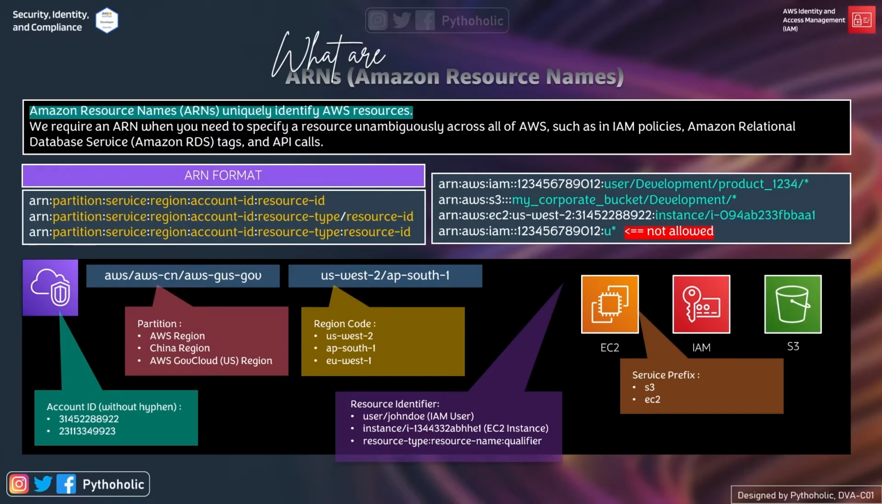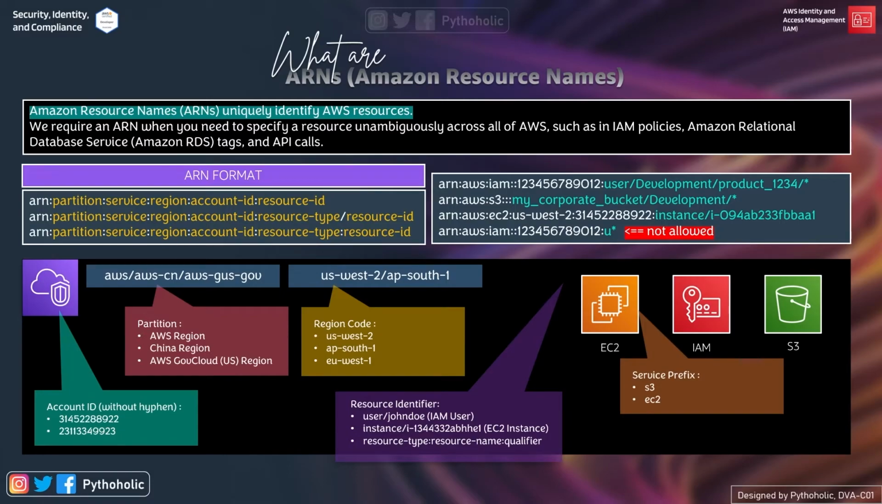And this is an ARN for an S3 bucket path, my corporate bucket/development, and all objects within development, as we have a star next to that. Next is ARN:AWS:EC2, and we have the region name mentioned here, US West 2, and then the account ID:the resource type, that is instance/the resource ID. This is one of the examples.